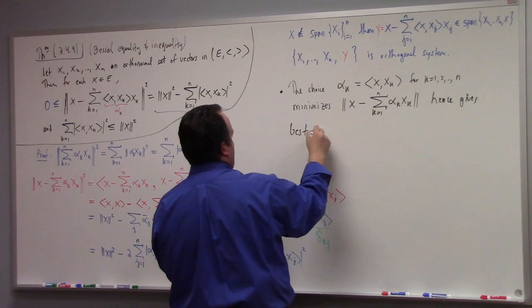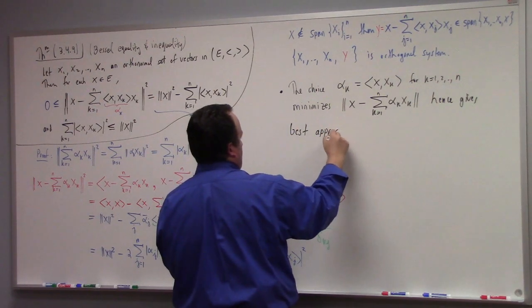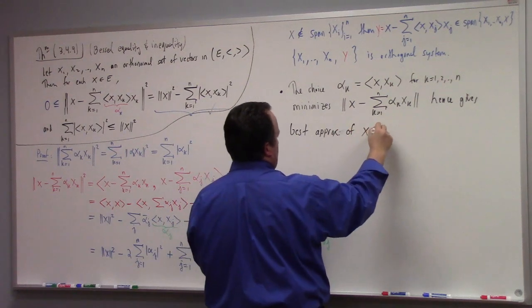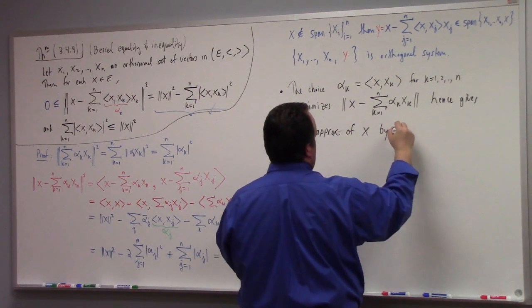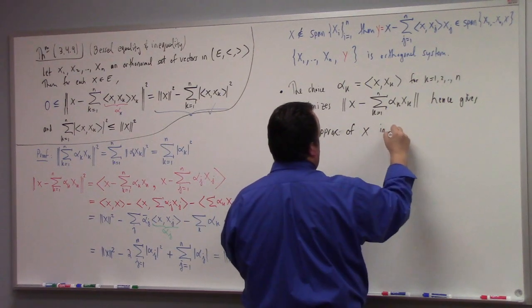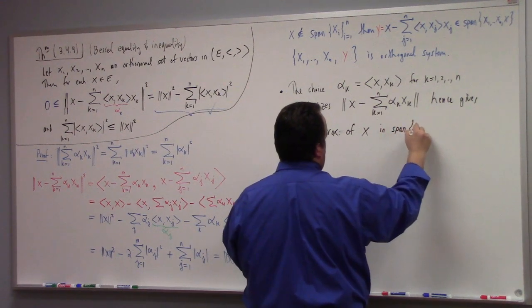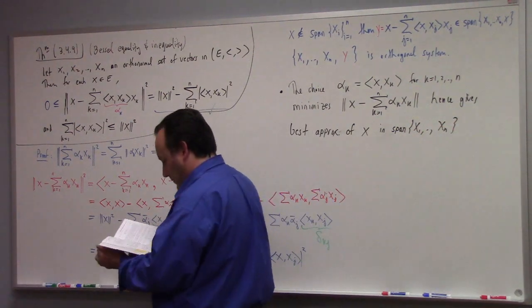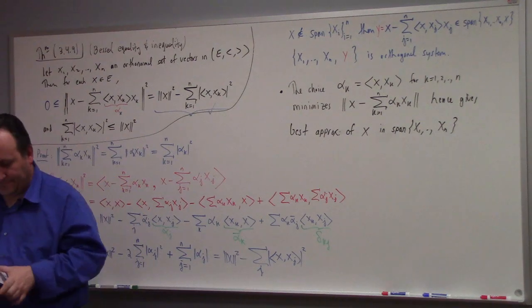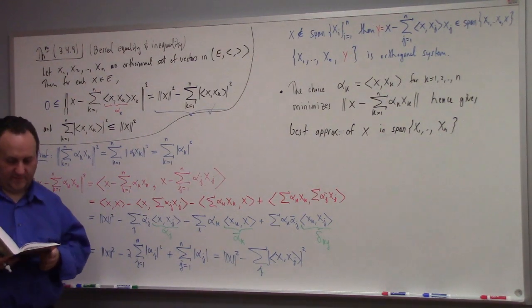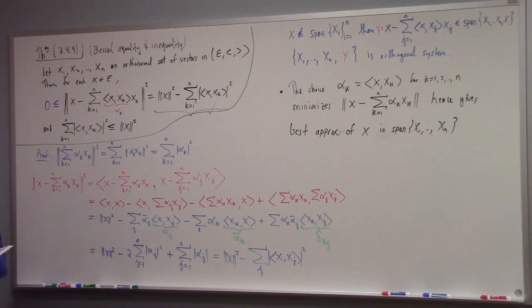Best approximation of x by... best approximation of x in, let's just say, the span of x1 through xn. Let's use span. So he says, this property of orthonormal systems is of fundamental importance for many approximation techniques. Okay.